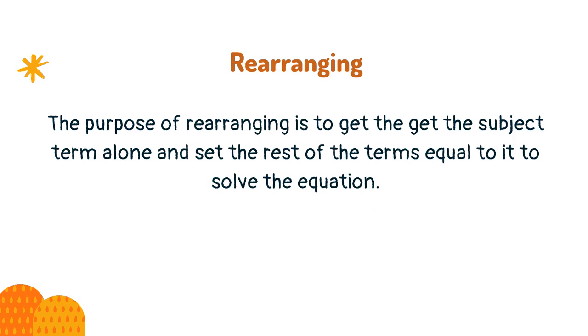The purpose of rearranging is to get the subject term alone and set the rest of the terms equal to it to solve the equation. In a two-step equation you will need to do this twice in order to be able to solve the equation.